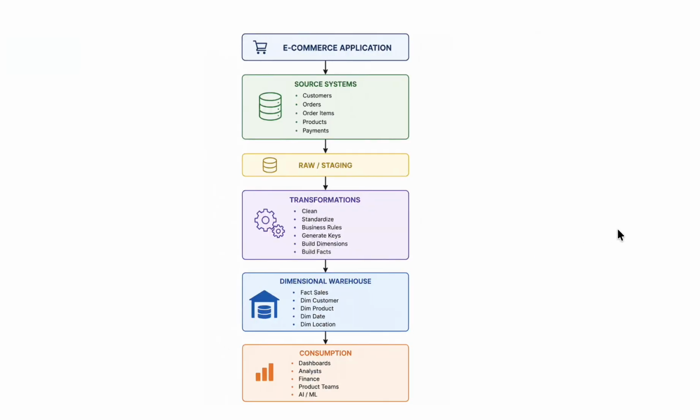Now let's place our dimensional model inside the larger warehouse architecture. The operational systems generate our source data. We ingest that data into a raw or staging layer. Then we transform it. We clean and standardize the data, apply business rules, generate warehouse keys, build dimensions, and load the fact tables.